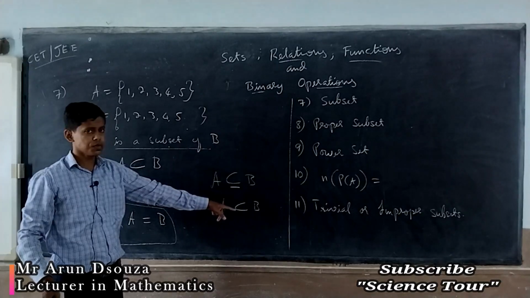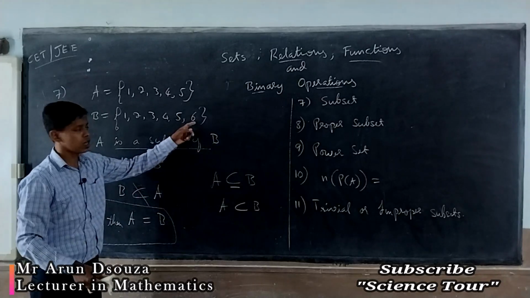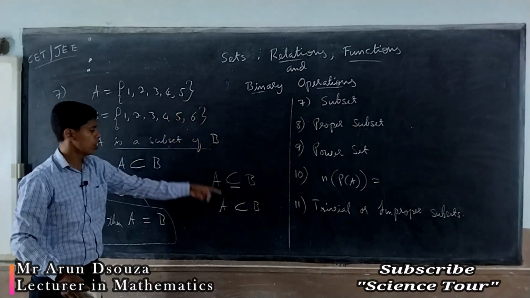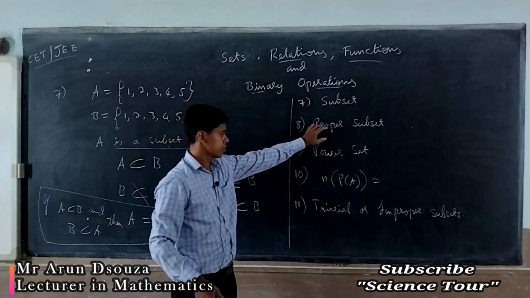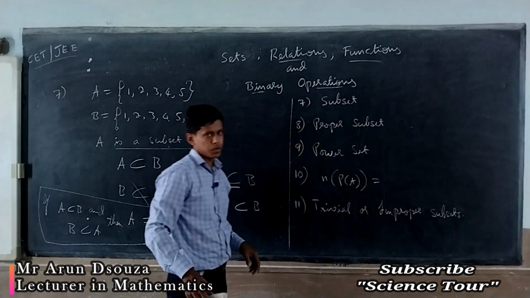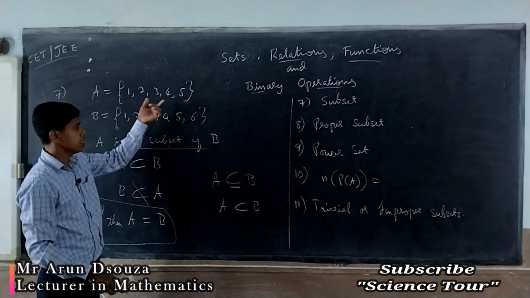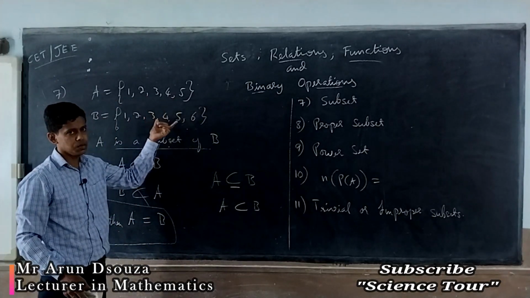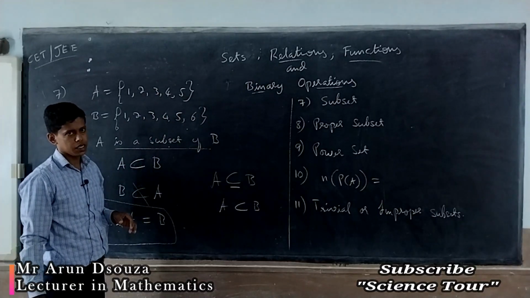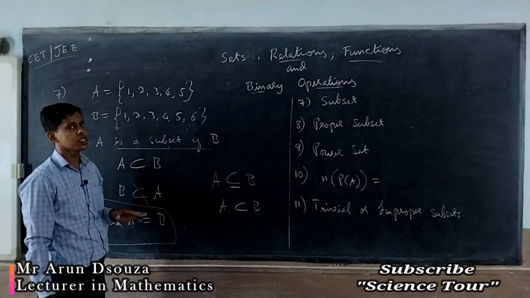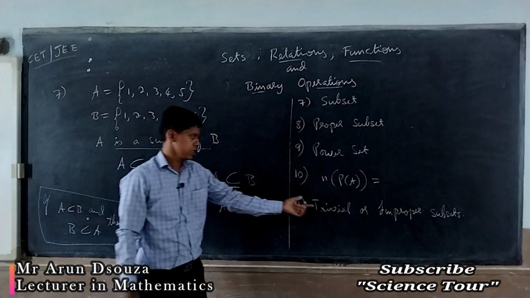If it is a proper subset, now you have one element extra in B. They are not equal. Then we say it is a proper subset. Otherwise, it becomes improper. Okay, so what is a proper subset? All the elements of A are present in B, but A is not equal to B. If it is equal, then it is an improper subset.